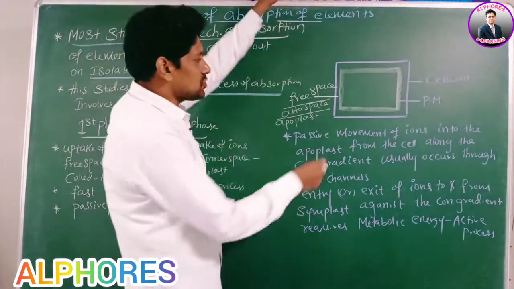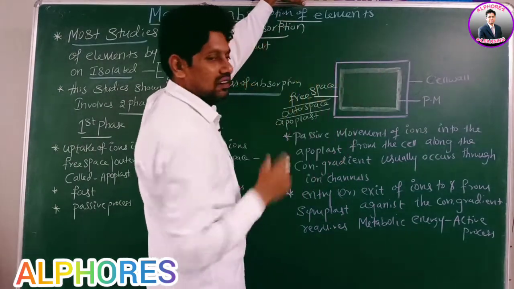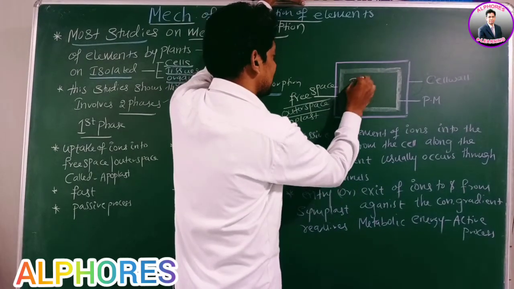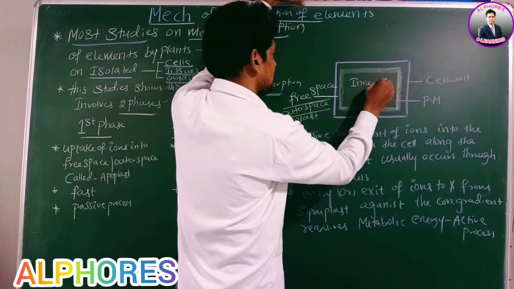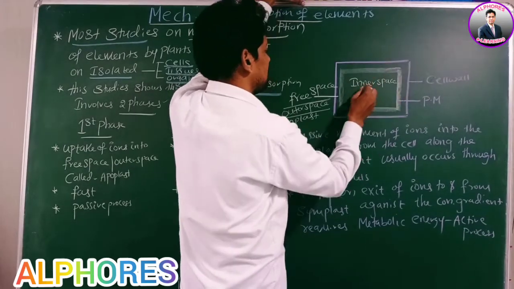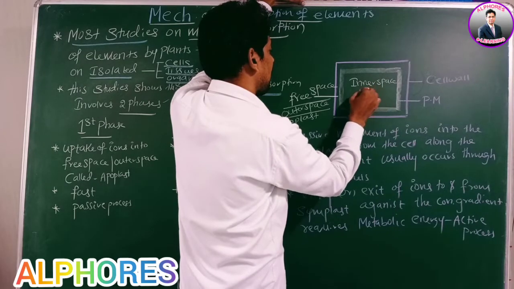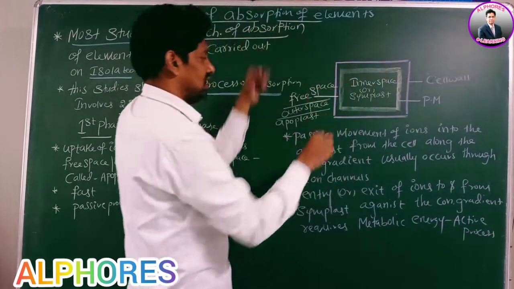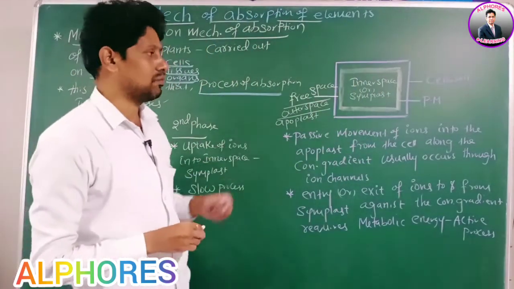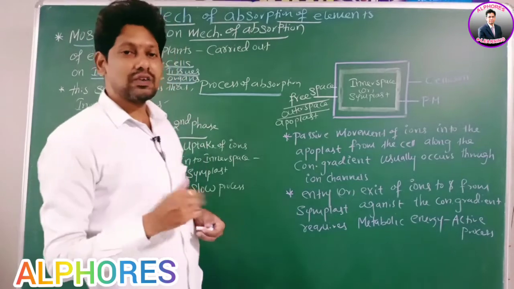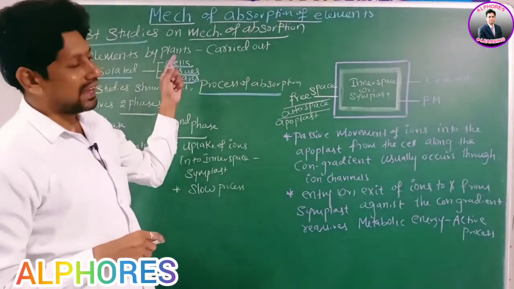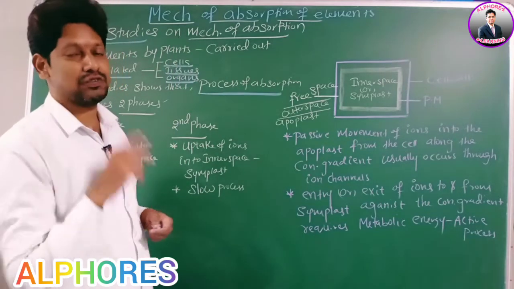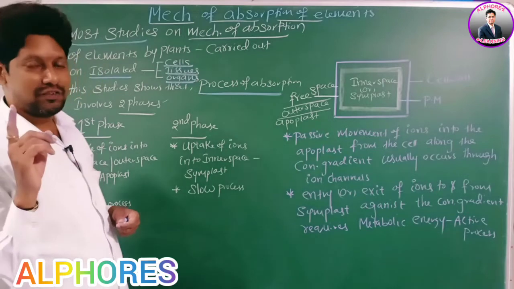Now this space which is present inside the cell is called the inner space. This inner space is also called the symplast. Now you tell me, if you see the mechanism of absorption of elements, it involves how many phases? Two phases.